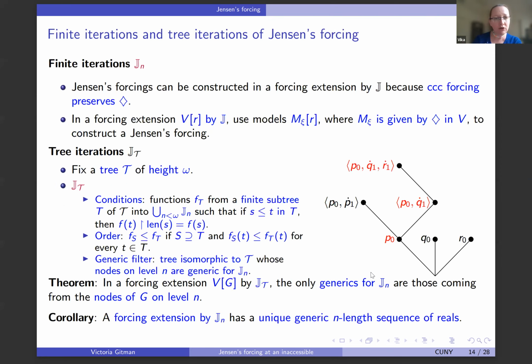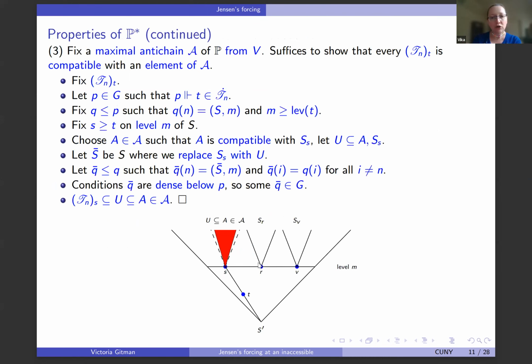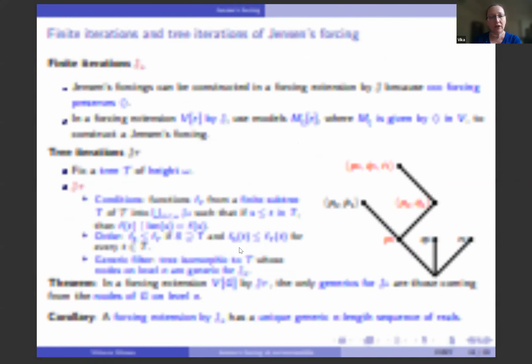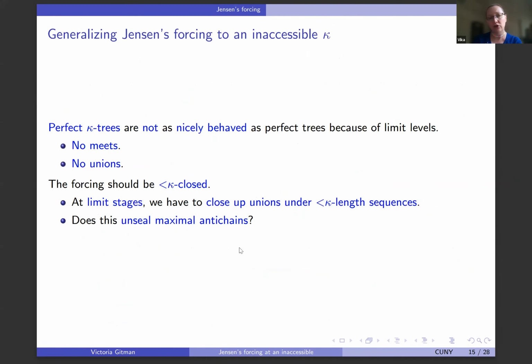So let's go back to this argument. In order to argue that this condition was in the perfect poset, we needed to take a finite union over these trees. Well, if it's a kappa tree, we will need to take a less than kappa size union. But perfect kappa trees are not closed under such unions. The other issue, so these were the two more resolvable issues. The bigger issue was the following.